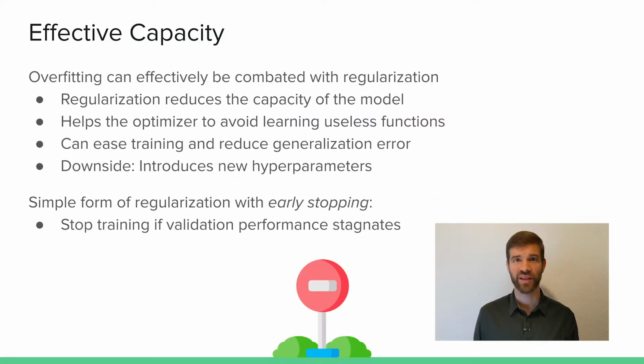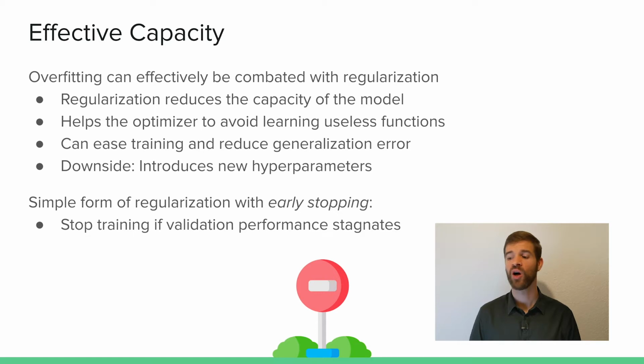The effective capacity that we're actually having in our network can be kind of adjusted by several things. So when we perform regularization, we're reducing the capacity of the model, which can help the optimizer to avoid learning useless functions, and it can ease training and ultimately reduce the generalization error, which is what we want. We want to have a generalization error that is as low as possible. The downside, if we introduce regularization, we are introducing new hyperparameters. And as soon as we introduce new hyperparameters, well, we have to do more work.